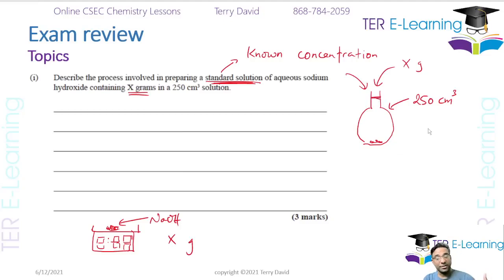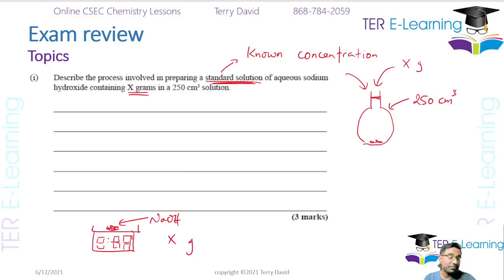So you have your volumetric flask. You're going to put X grams of the sodium hydroxide inside of the volumetric flask, and then make it up with distilled water. You pour distilled water until you reach the marker. When you finish with that, you close it and shake it up. When you shake it up, the sodium hydroxide is going to dissolve, and what you have just done is created a standard solution. So that's how we make a standard solution.